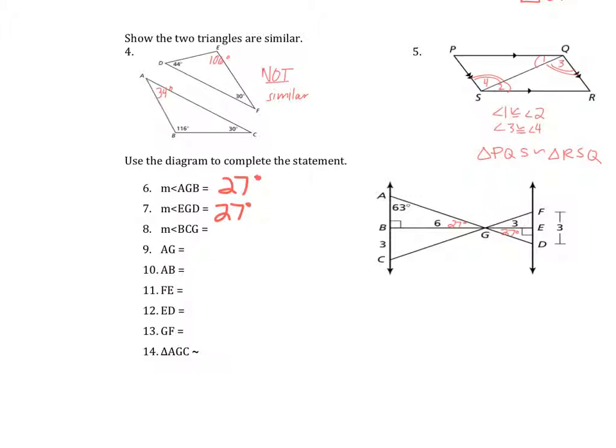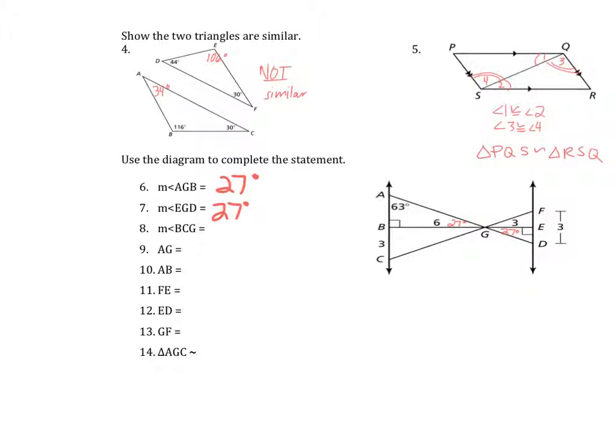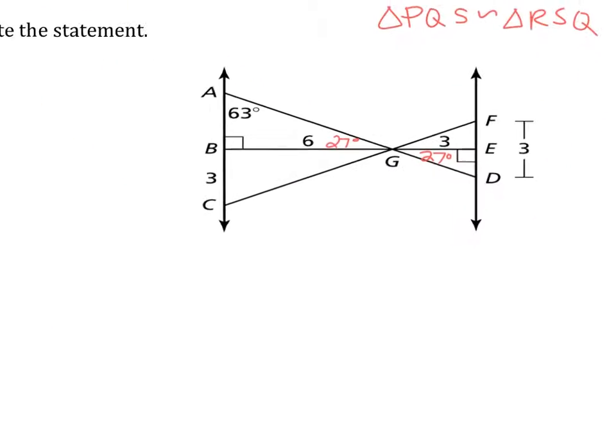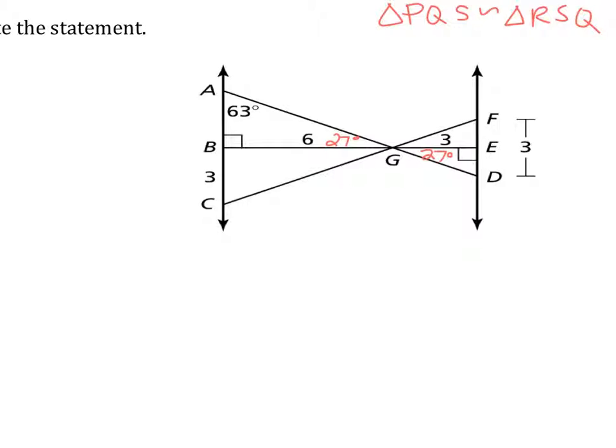The next one is BCG. Actually, we can't really do that one quite yet. We'll get to it in a second. Let's go ahead and find what this angle right here has to be. You have 27 and 90. What's the third angle have to be? 63, because it adds to 180.